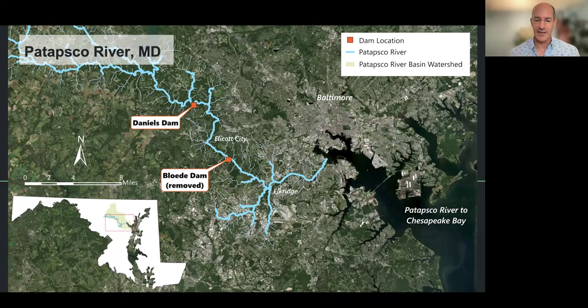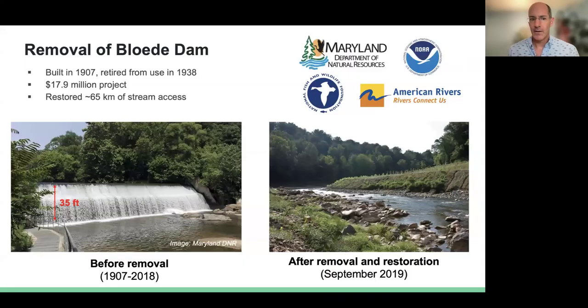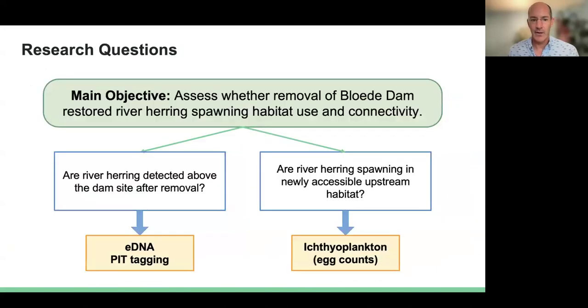And so you have that first stretch from Baltimore to the Bloody Dam site, past Elkridge. And then I talked about Daniels Dam, and we'll talk about that some more. Ellicott City's there in the middle. I've already talked about Bloody Dam, but just to remind you of what that looked like. And we wanted to know, with the research that we were doing, whether removing Bloody Dam was restoring river herring spawning habitat use, and reconnecting fish with historic spawning habitat.